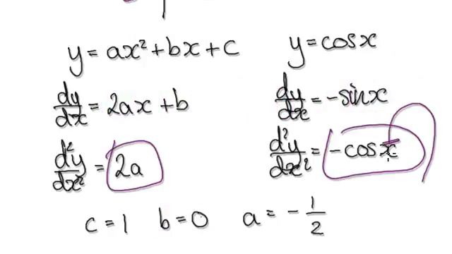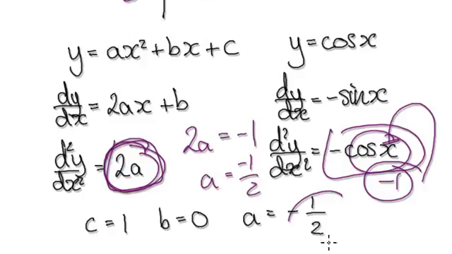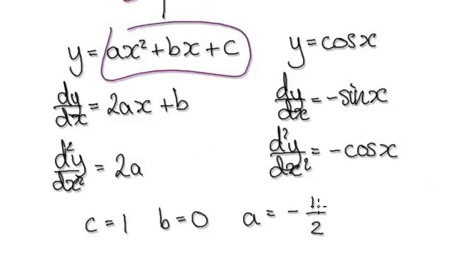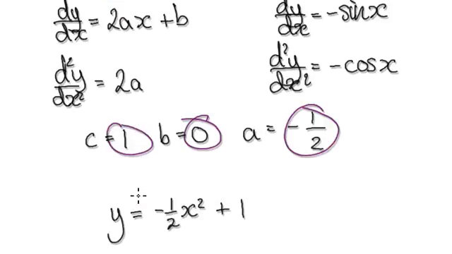Now look at this. Put 0 into here. This thing here will be negative 1, and this thing here will be this. So we've got to set this to be equal to negative 1. So 2a equals negative 1, so a equals negative 1 over 2. So now looking at this, we've got a, b, and c, and that will give us our quadratic.